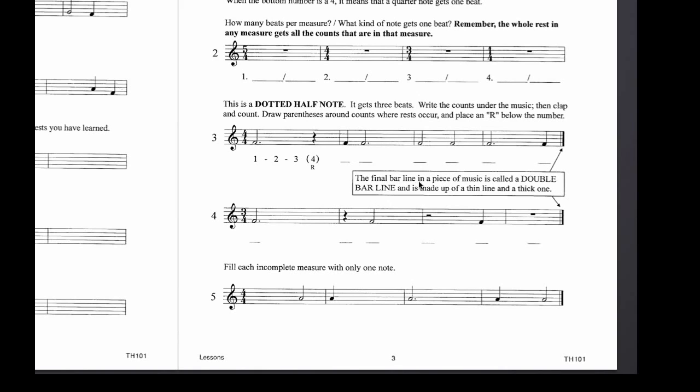The final bar line in a piece of music is called a double bar line and is made up of a thin line and a thick line. That indicates that's the end of the piece.